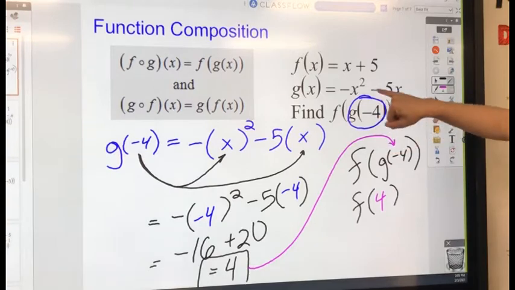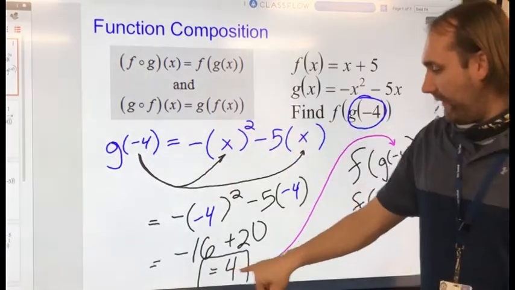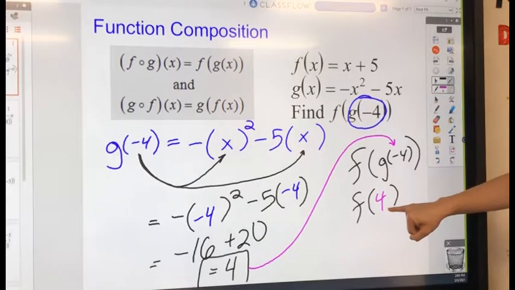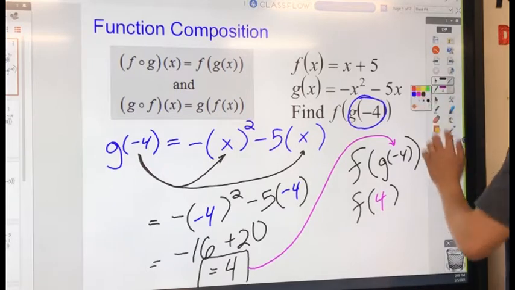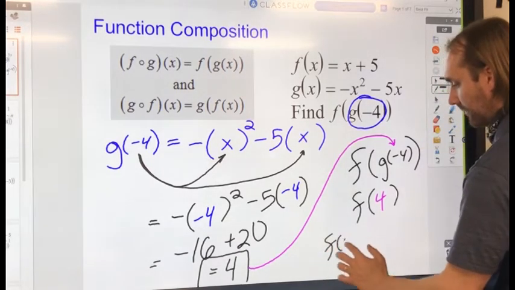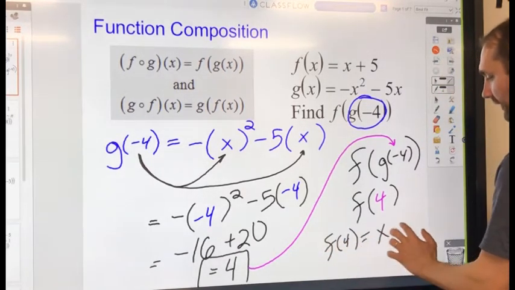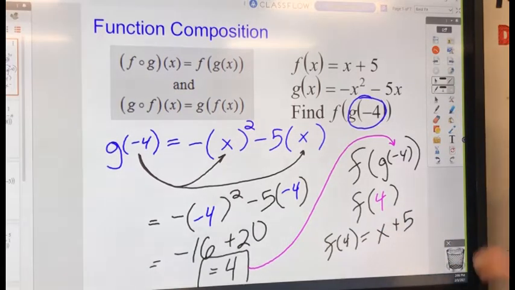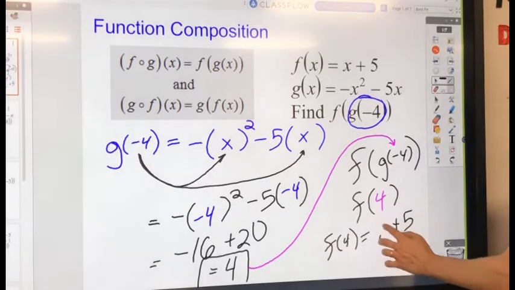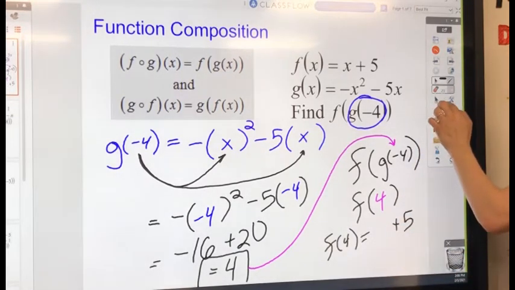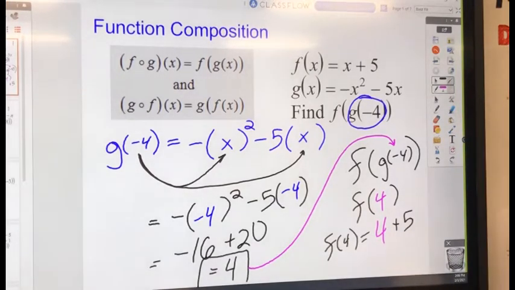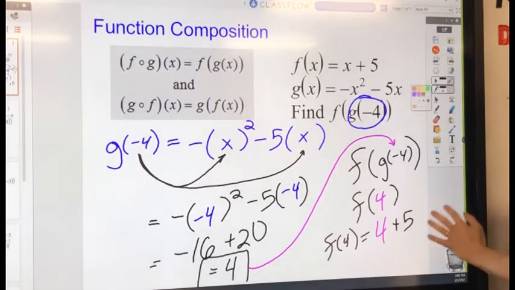g of negative 4, we need to evaluate that. I did, and I found the value of 4. Now let me replace g of negative 4 with this value, which is 4. Now I need to find f of 4. So let me look at f of x, which is x plus 5. And instead of x, I want to replace that with a 4. So I get f of 4 equals 4 plus 5, which is 9.